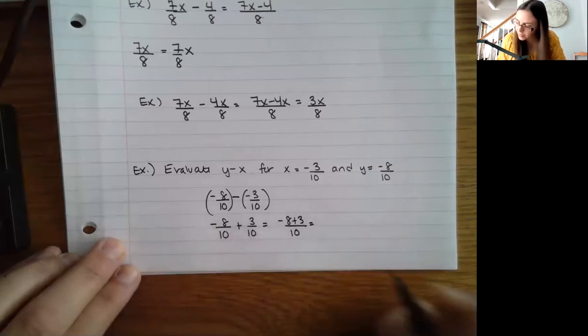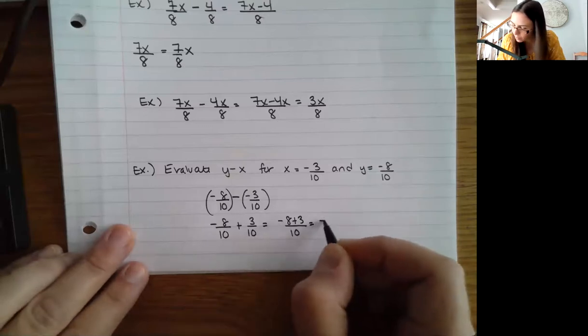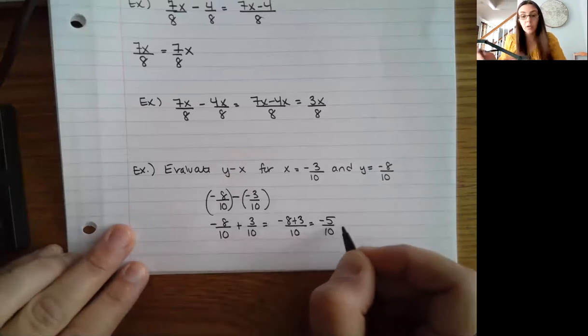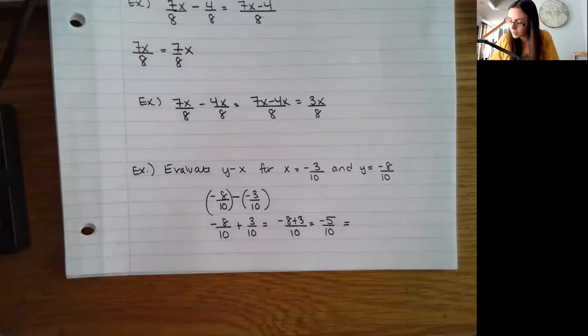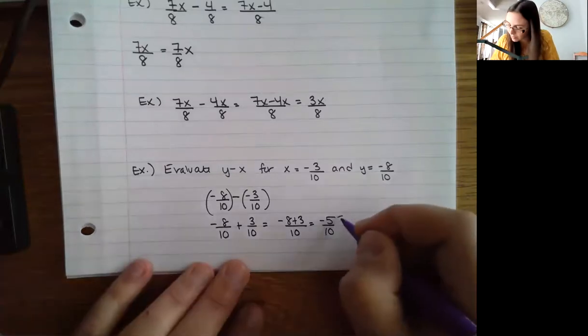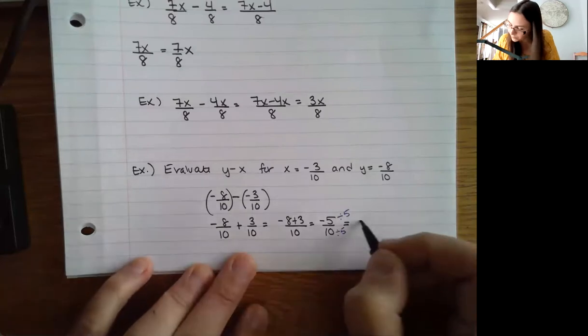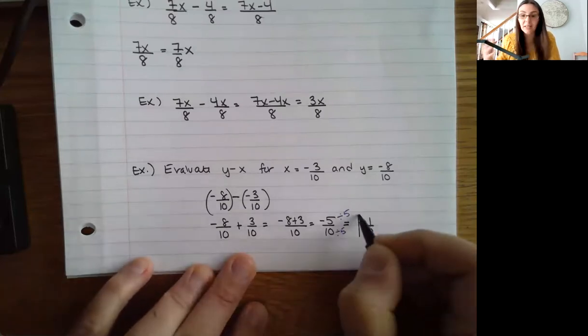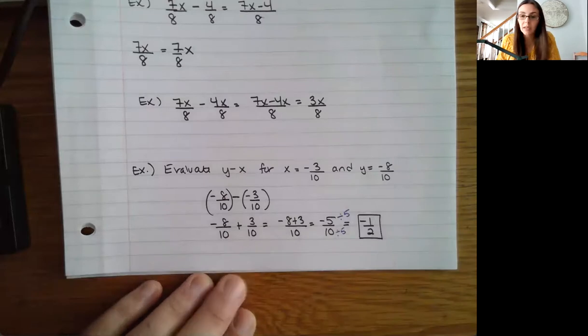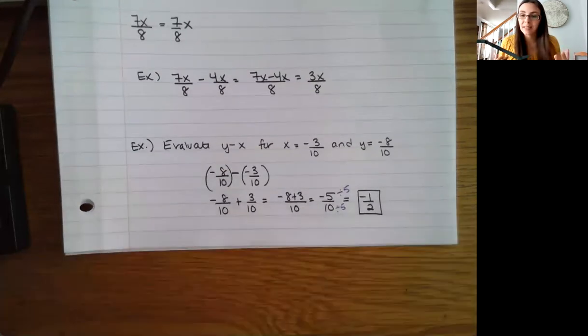Now I have negative 8 plus 3, which is negative 5 over 10. And you do want to simplify. So I am noticing that both of these are divisible by 5. So I have negative 1 over 2. And remember, a 1 in the numerator has to stay. We can't get rid of it. We only can cancel out 1s in the denominator because that's dividing by 1.